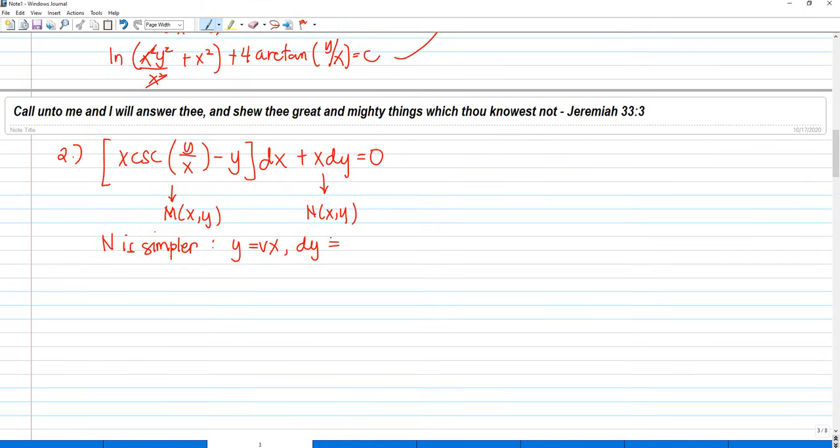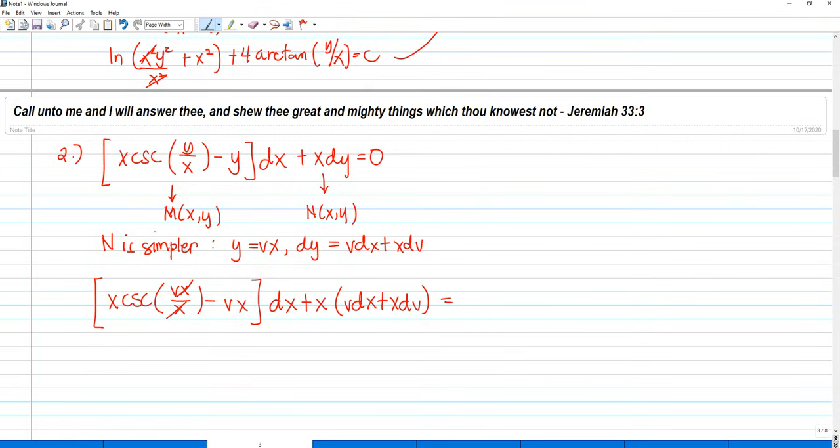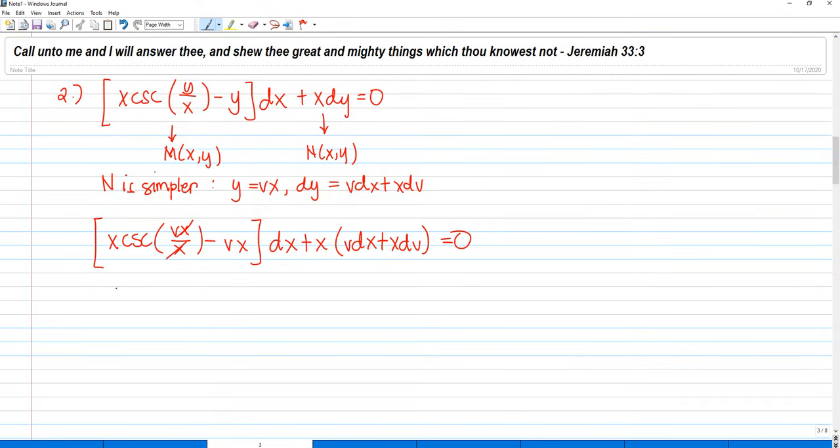So we have dy equals v dx plus x dv. Let's get started. We have x cosecant of y all over x, which is vx all over x. As you can see, the x would cancel. Minus y, which is vx, times dx, plus x multiplied by dy, which is v dx plus x dv, equals 0. So we have x cosecant of v minus vx, multiplied by dx.